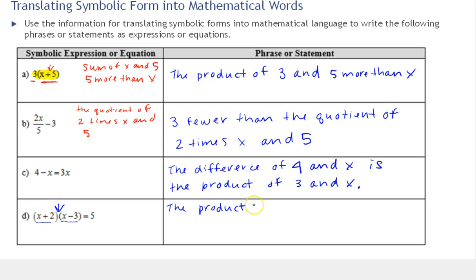The product of, now let's look at our first factor. Let's write that as 2 more than x. Now we're going to use and to say what the second factor is. And the second factor is 3 fewer than x. Or let's use 3 less than x. 3 less than x, so taking x and subtracting 3. And then we have the equal sign, so it is 5. Okay. And that is our final result. See you at the next video.